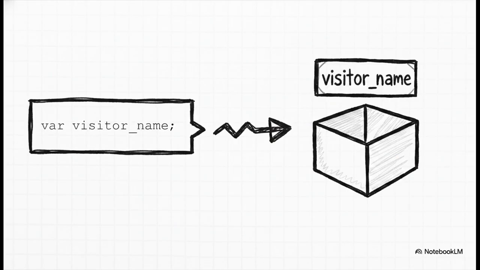And here's what that looks like in the real world. var visitor_name; Boom. With just that one line, we've told the computer, I need a box. Please go ahead and label it visitor_name. Now, at this exact moment, the box is empty. It exists, but there's nothing inside it just yet.